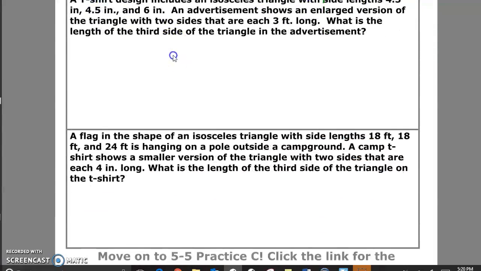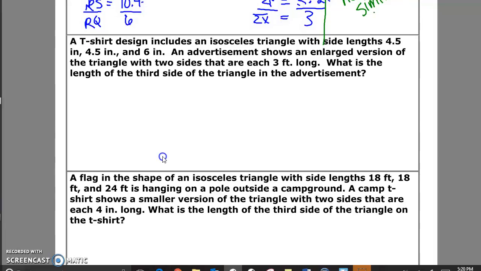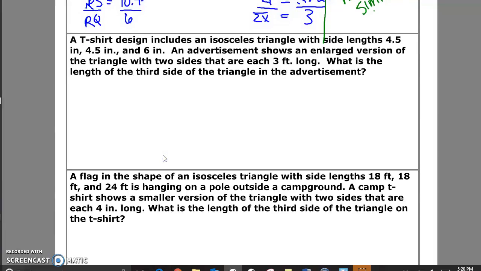Okay, so we've got two word problems here where you're going to have to draw triangles to visually see what we're doing. We've got a t-shirt design that includes an isosceles triangle. So we know we're dealing with an isosceles triangle, which means 2 of the sides are the same and 2 of the angles are the same. And it says the side lengths are 4.5 inches, 4.5 inches, and 6 inches.